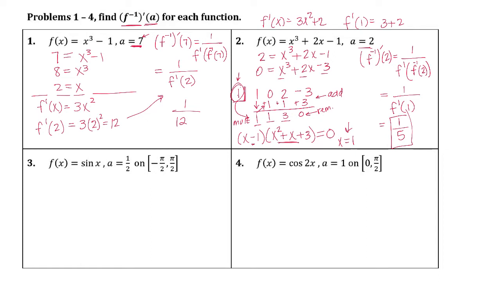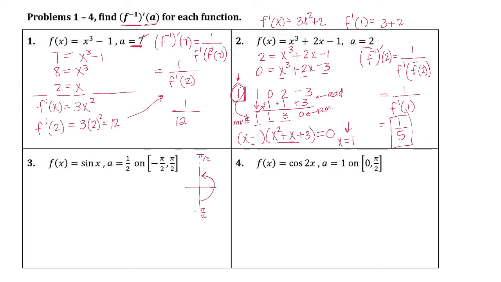All right, so let's move on to our next problem. And again, we're still going to follow along the same procedures. We do need to pay attention that we're talking about from negative pi over 2 to positive pi over 2. So we're talking about these quadrants here. Again, negative pi over 2 to positive pi over 2.